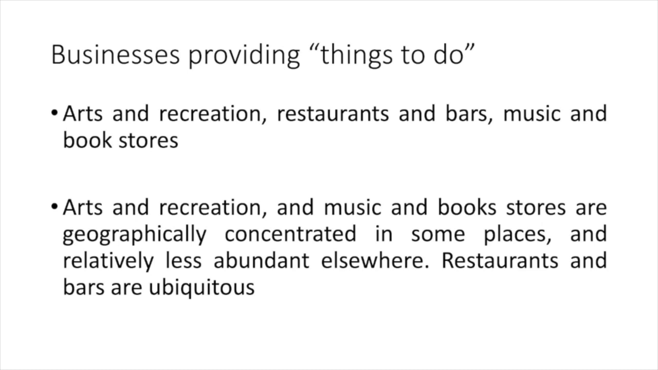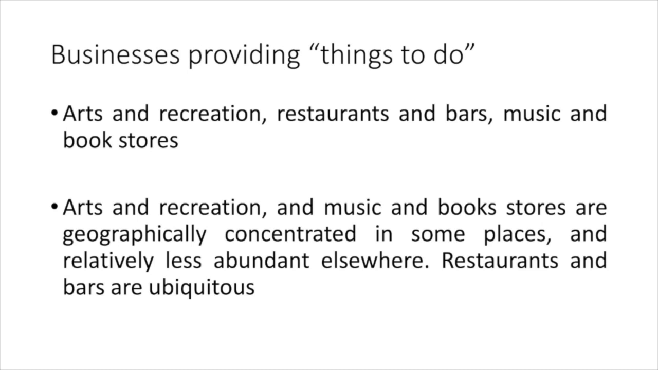Restaurants and bars are pretty much ubiquitous. This means that you can find these types of businesses just about everywhere and in roughly equal proportion to the total number of businesses. There are certainly a few places that have higher percentages of businesses that are restaurants and bars. It's just that in most regions, the percentage of total businesses that are restaurants and bars is pretty similar. The other two categories of businesses that provide something to do, that is arts and recreation and music and bookstores, had higher levels of geographic concentration back in 1990.